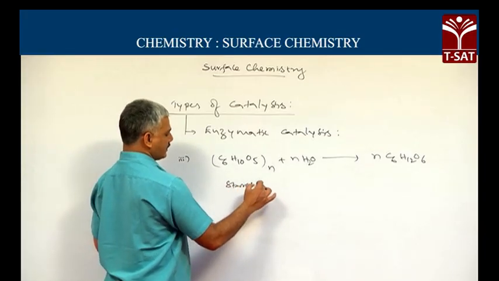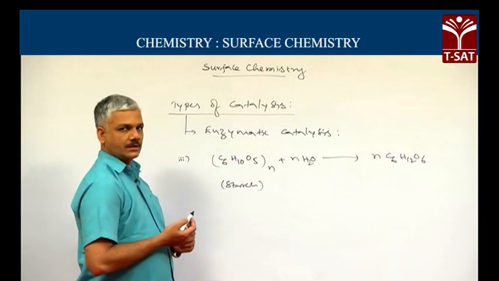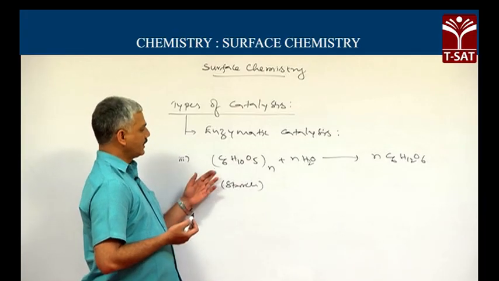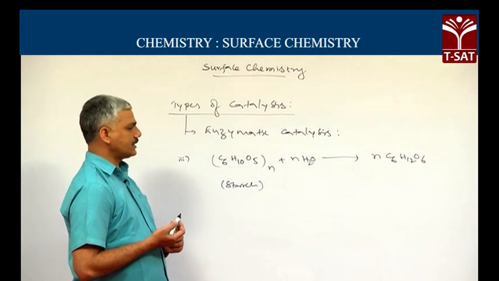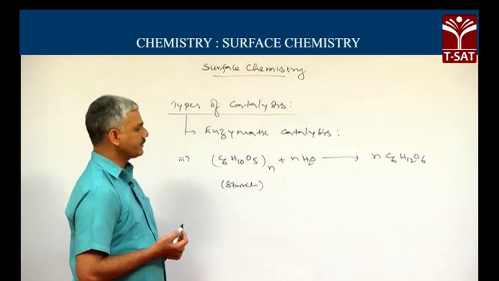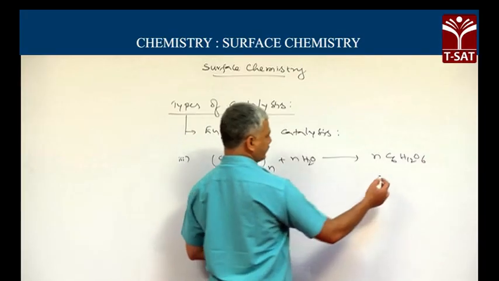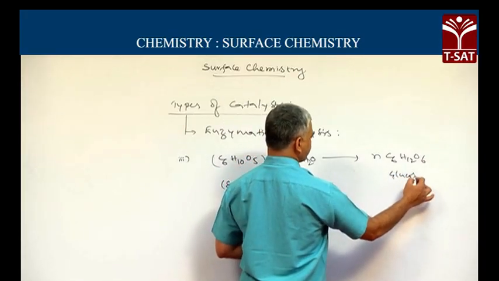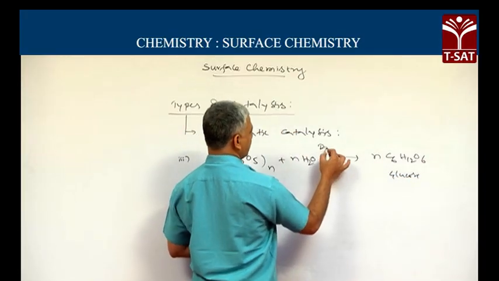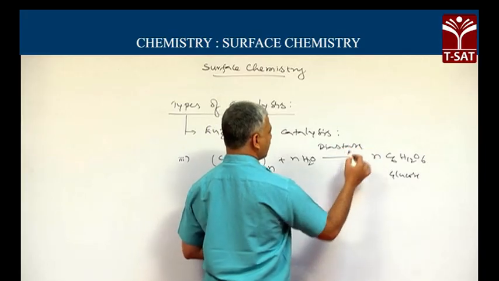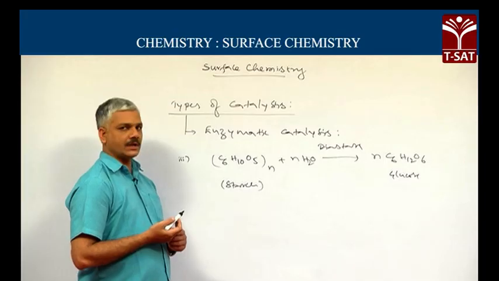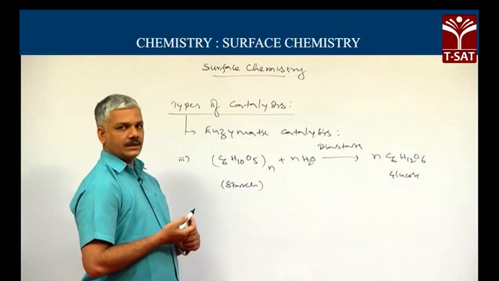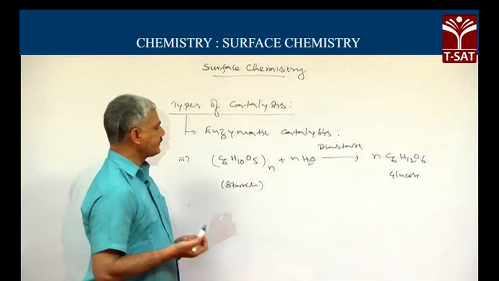Starch or carbohydrates are polymers of glucose that can be represented with the general formula C6H10O5 taken n times. These are hydrolyzed to glucose units in the presence of an enzyme called diastase. This diastase is released by malt, germinating seeds.